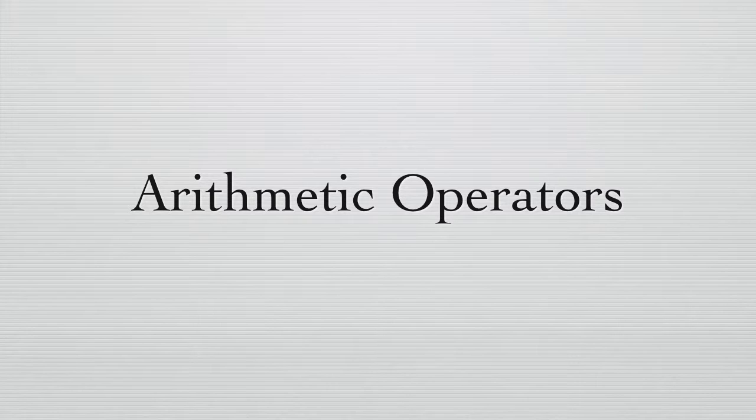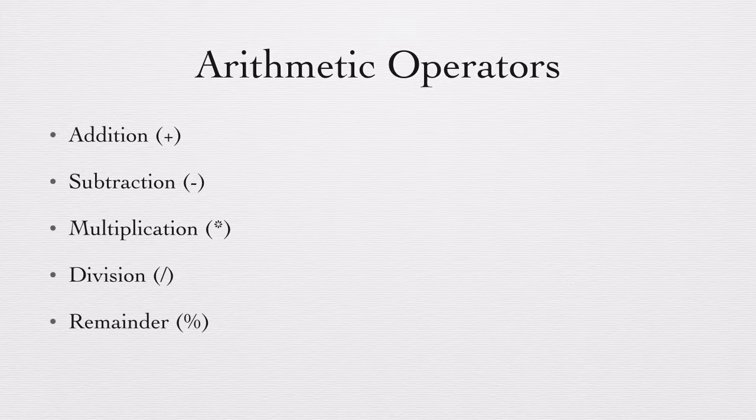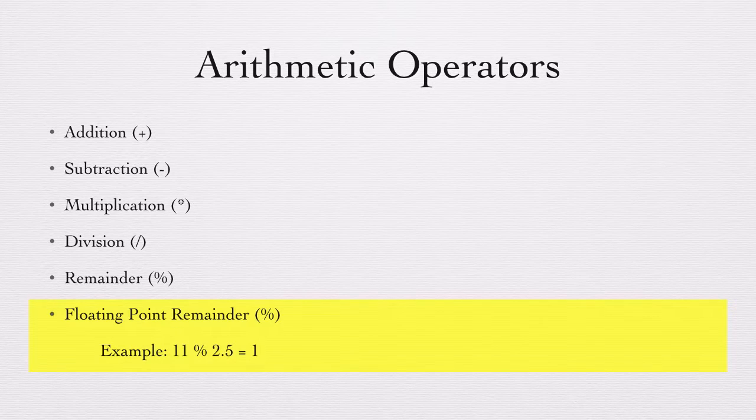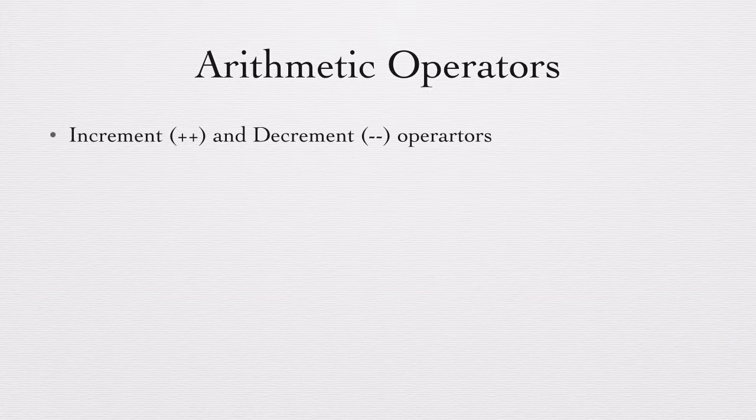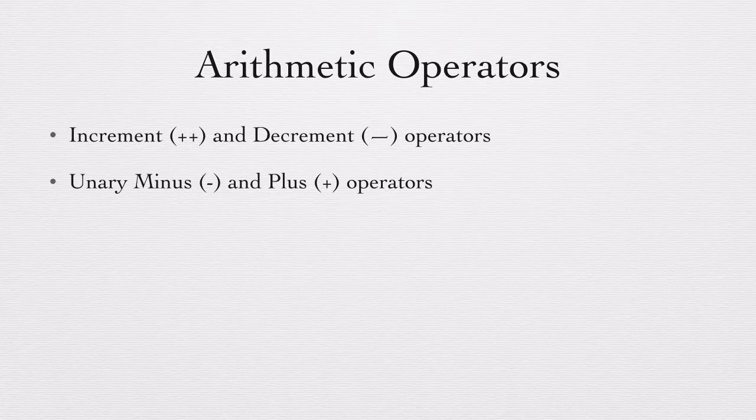I shall now describe the arithmetic operators in Swift. These operators have their usual meanings as in other languages. Additionally, Swift provides a floating point remainder operation. 11 divided by 2.5 leaves a remainder of 1. These can be post or pre and behave similar to the ones you would have used in other languages. Again, these are similar to the ones in other languages.